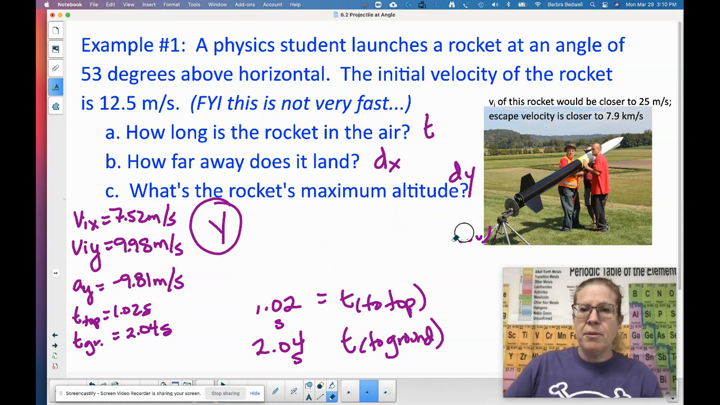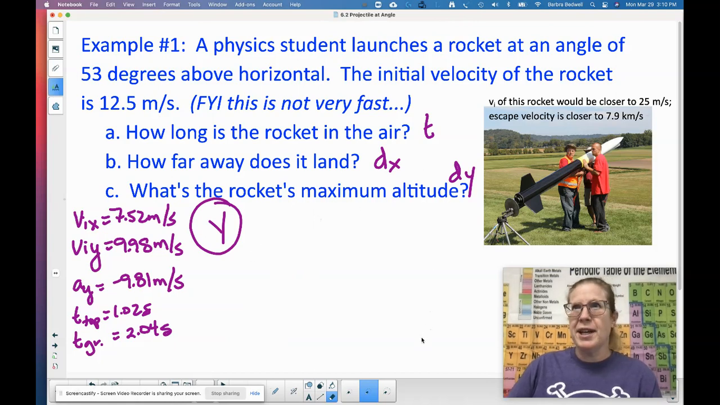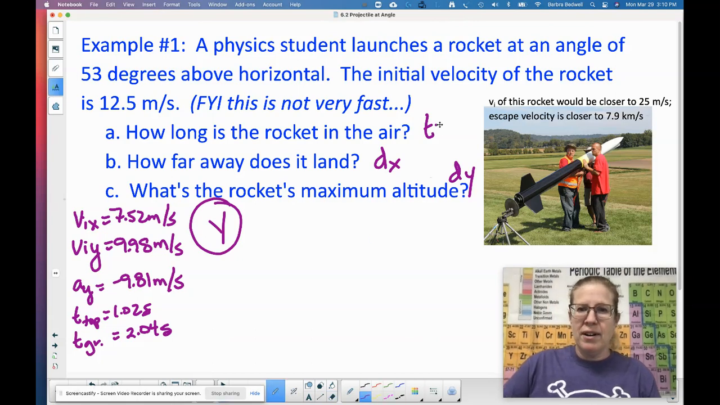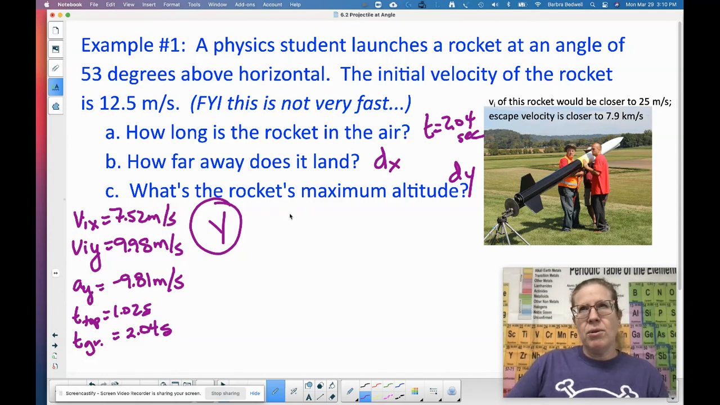Well, now we have enough information to be able to figure out some of the other things. So how long is the rocket in the air? Well, we just figured it out, 2.04 seconds. 1.02 seconds to the top, and then 1.02 seconds back down. So 2.04 seconds is our final answer for that. So we got that one. All the way to the ground again. How far away does it land? dx. Okay. How far away does it land? This is horizontally.